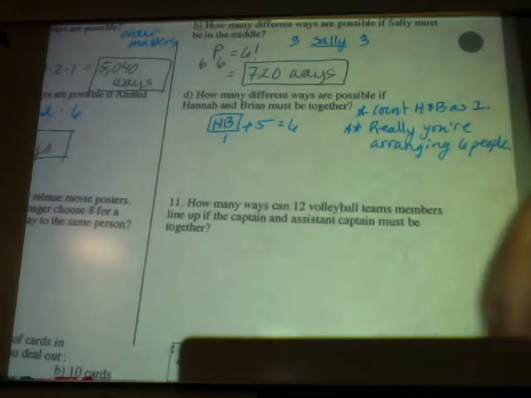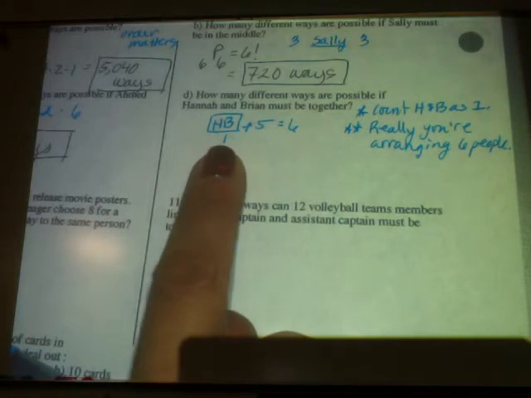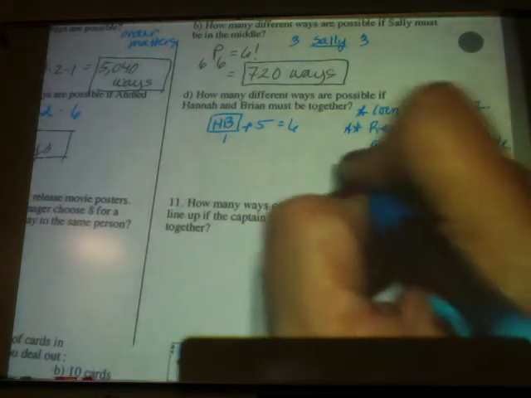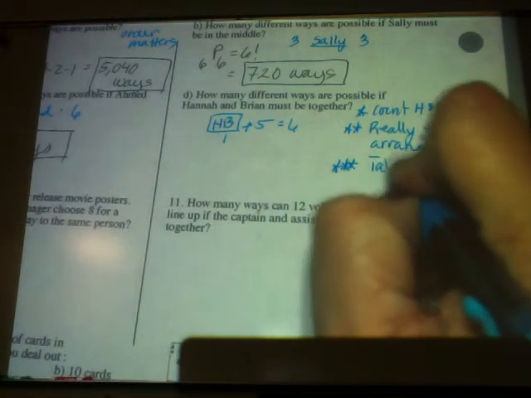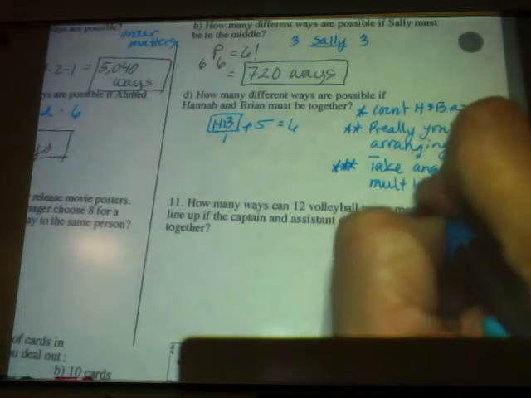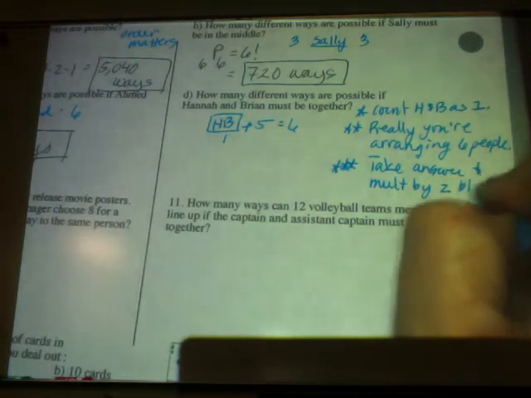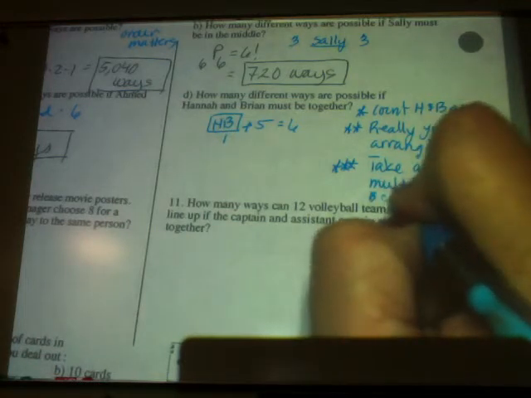Then, yes? Well, because we're keeping them together, so we're counting them as one person, together. Then we're going to take care of the fact that I could switch Hannah and Brian, just switch their positions right and left. So I could do Brian and Hannah, right? So then to fix that, how are we going to do that? Take your answer and multiply by 2 because Hannah and Brian can switch.